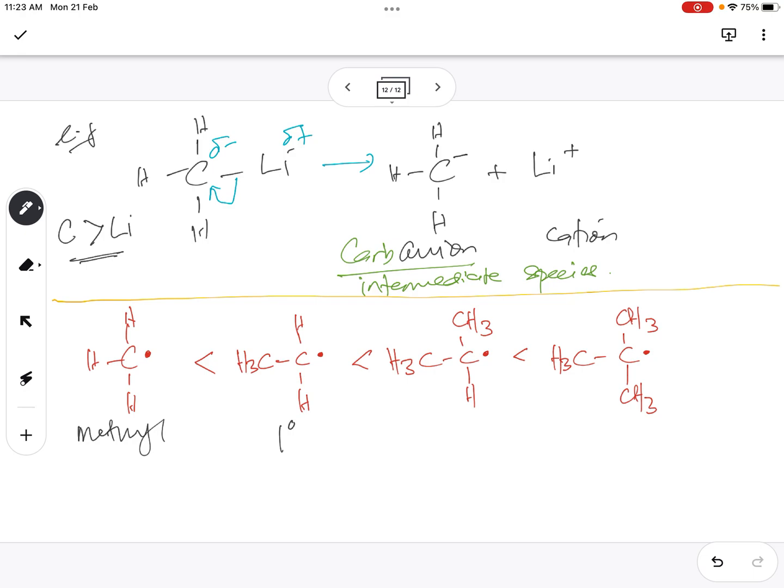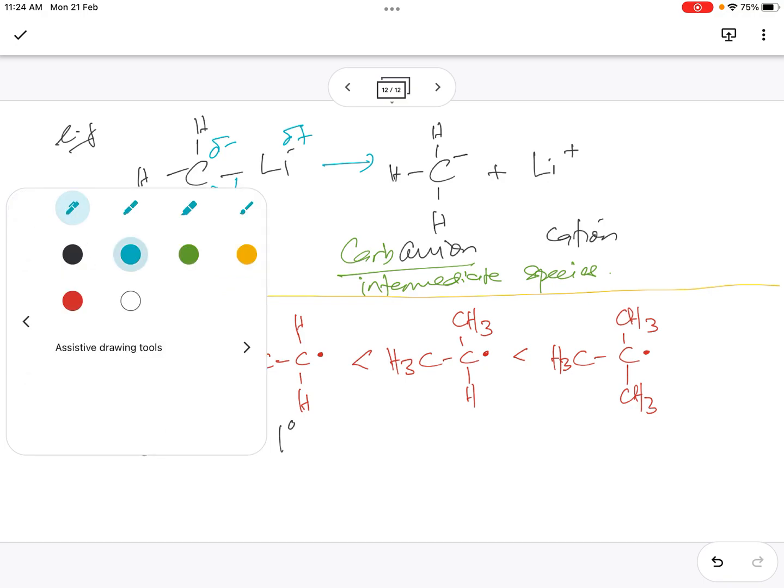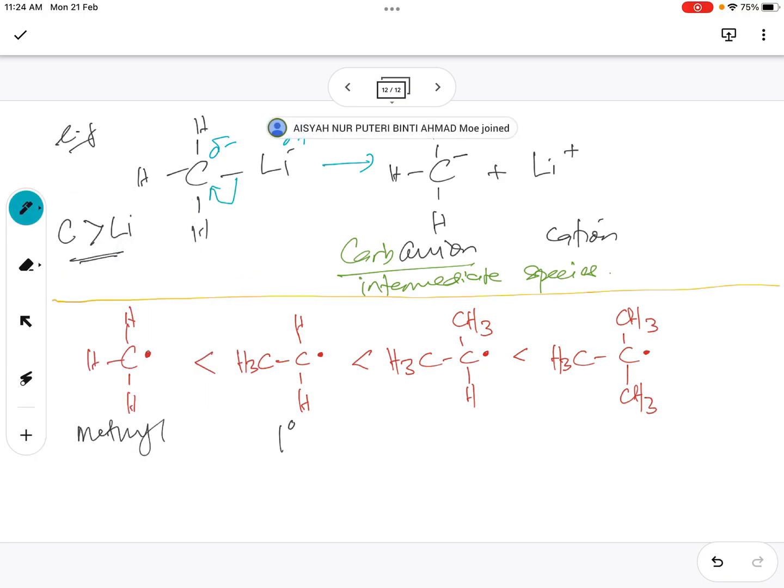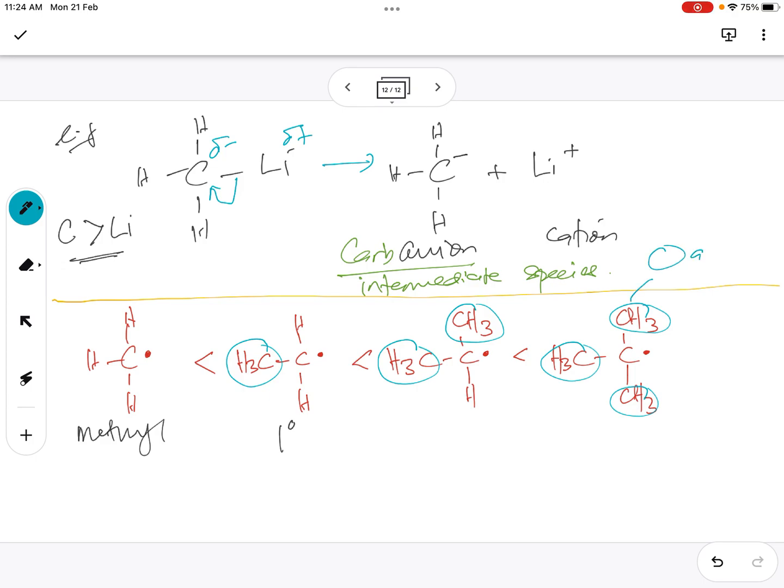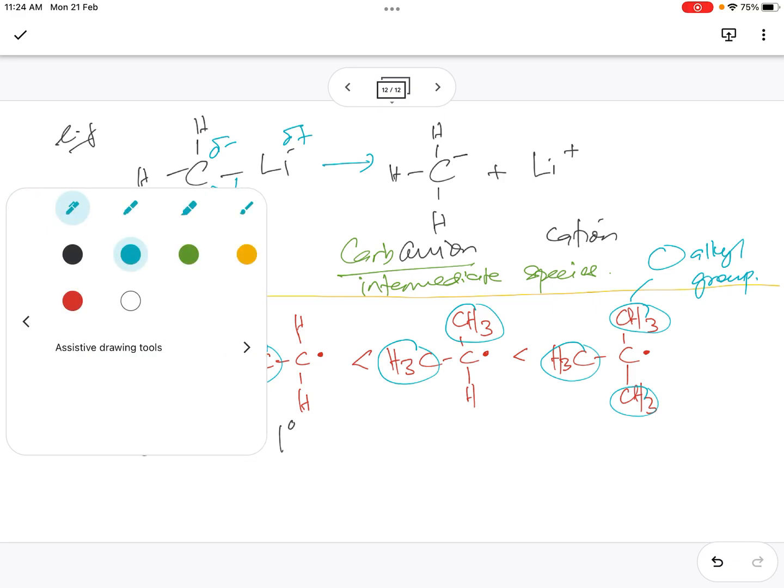Okay, primary free radical. Similarly, kita hanya ada satu hydrogen saja, ada dua alkyl group. Okay, for your information, ini group dikenali sebagai alkyl. Saya circlekan satu. Yang saya circlekan ini dikenali sebagai alkyl group. Okay, nanti kita akan belajar lebih detail alkyl group bila masuk hydrocarbon lah. At the moment, macam mana kita nak classify mereka?